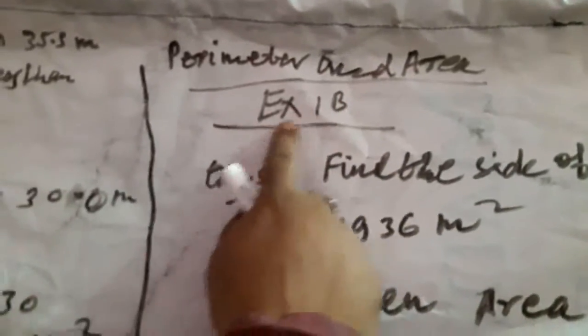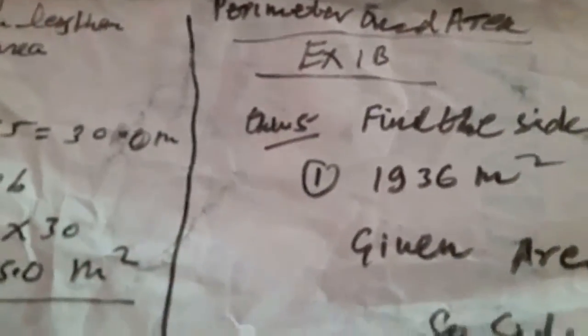Good morning, students. Now I am starting perimeter and area, exercise 1B. This is your exercise 1B in your book.